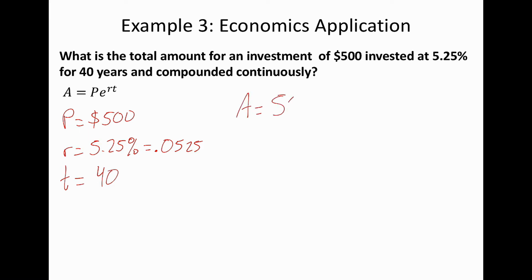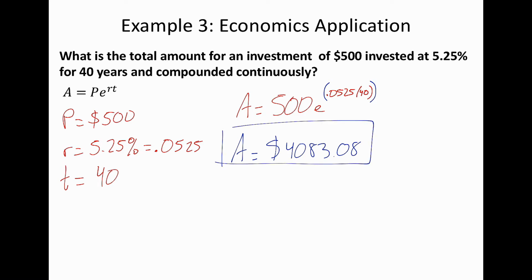We've got 500 times e, and then our exponent is 0.0525 times 40. So make sure when you type that into your calculator that 0.0525 times 40 is your exponent. If you're using an older calculator, just make sure that whole group is in parentheses. And after you go through all that, you find out you have A equals $4,083.08. So just by letting it sit for 40 years, it's more than octupled its total amount.